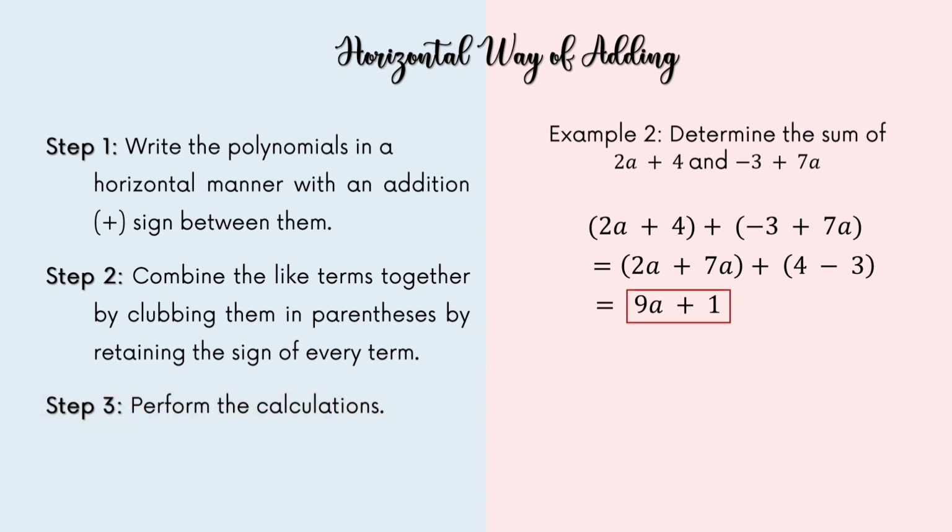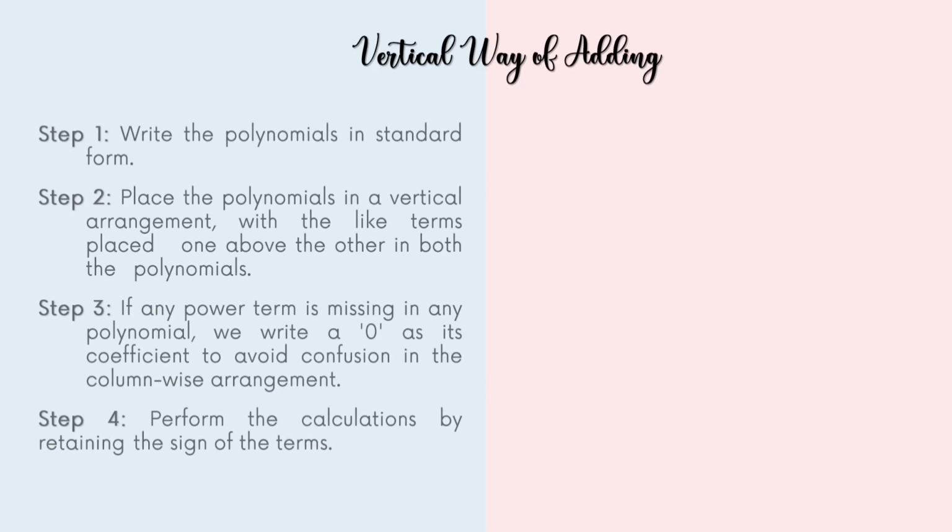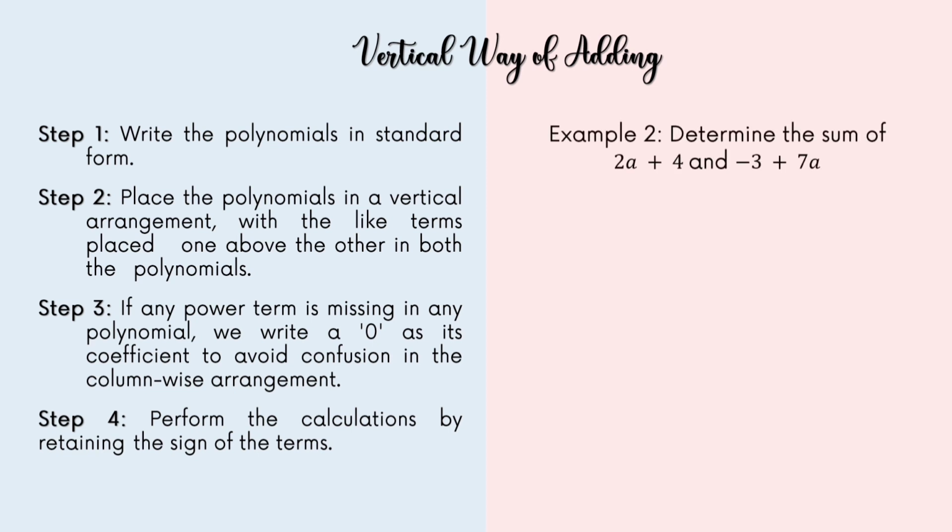Let us try to check our answer using the vertical way of adding. Now, using the vertical way of adding, we are going to solve our problem number 2, or example number 2. First, as we are going to write the polynomials in standard form, we can notice that the polynomials are already written in standard form, or in descending order. So we can proceed to our step 2, which is to place the polynomials in a vertical arrangement.